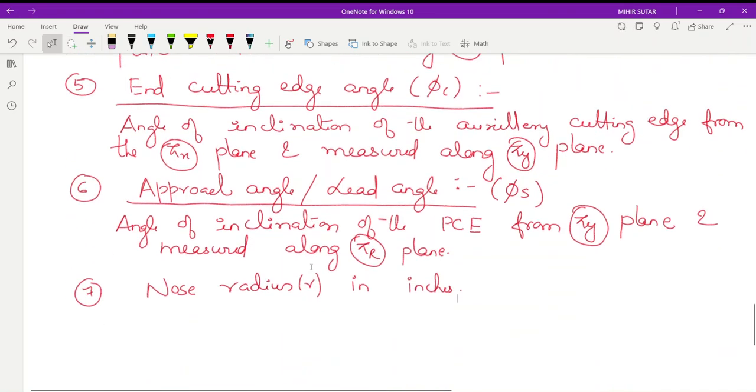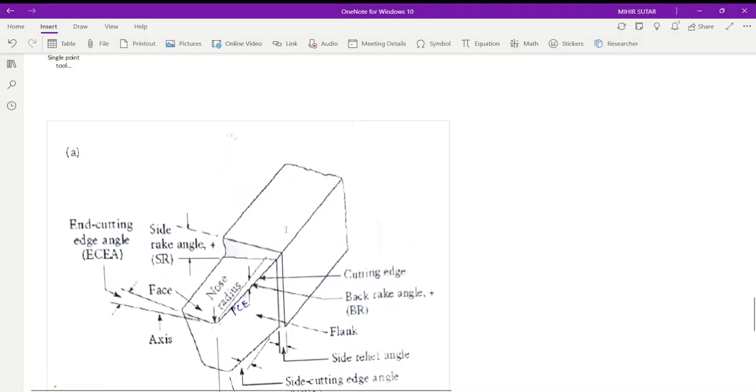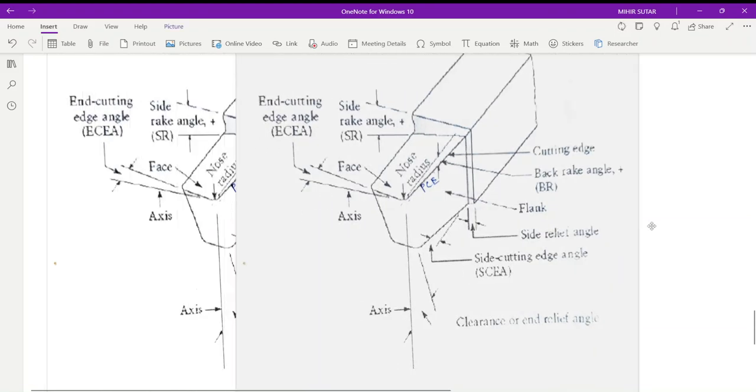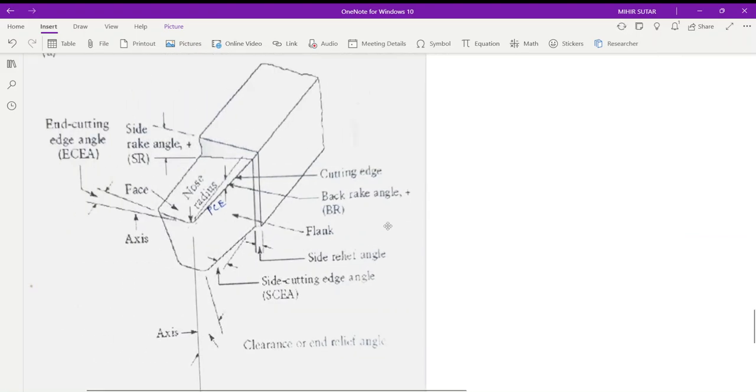Now I would like to insert one tool diagram. Now you can see, we have constructed the tool. You can see that this is a tool we have manufactured. All the angles we have defined, you can see here and here. This is the tool nose radius. This is the back rake.